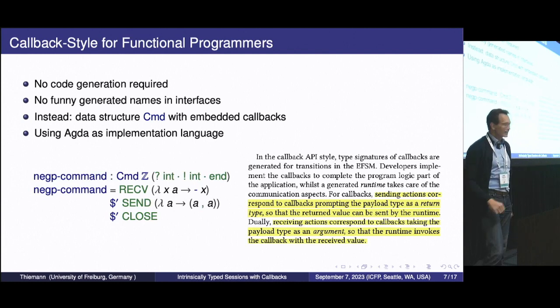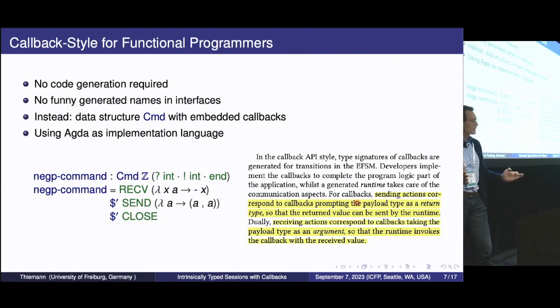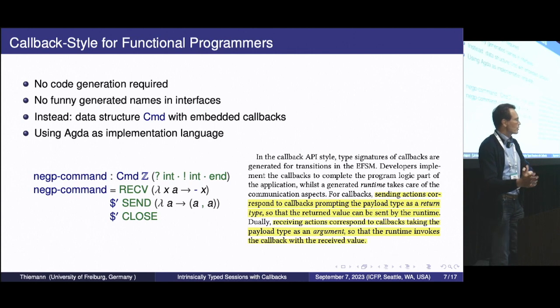So here's the same program that you saw a couple of slides back with the linear style in this command style. And essentially what we do is, well, this is the specification of the negation server, and it's a command with the session type of a unary function, more or less. And it says receive something, and that's the callback for receiving, send something, that's the callback for sending, and then close. All right, and here we can actually look up what the callbacks have to do in the paper by Mew and others.